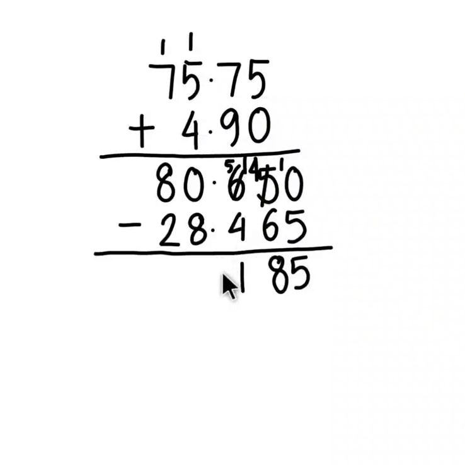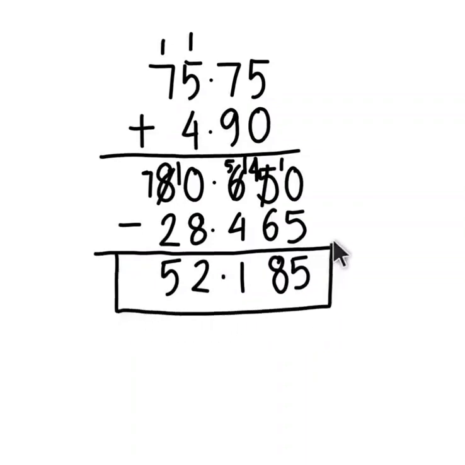Put the decimal. Okay, this is 10 after borrowing 1. So 10 minus 8 is 2, and this has become 7. So 7 minus 2 is 5. So 52.185 will be the required answer. Okay, so this is the answer for question number 5.